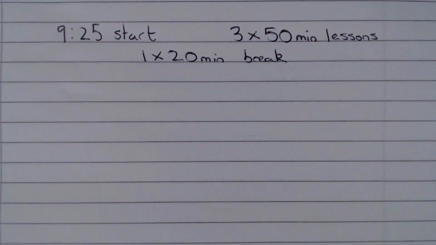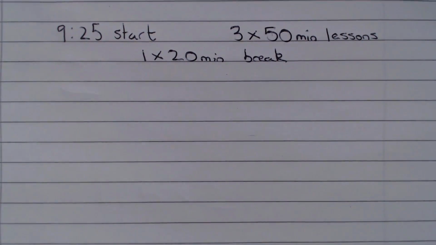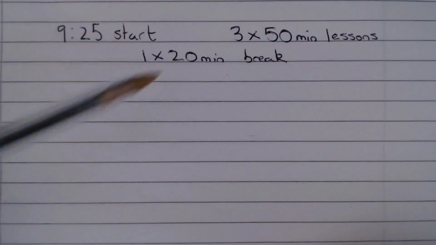So in this question we are told that the morning session began at 9:25. We are given that there are 3 lessons of 50 minutes each and 1 break of 20 minutes, and we are asked to find the time at which the morning session ends. Well, all we need to do is work out the total duration of the lessons and the break.